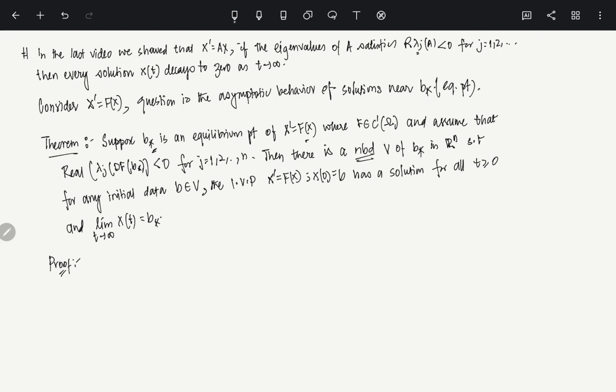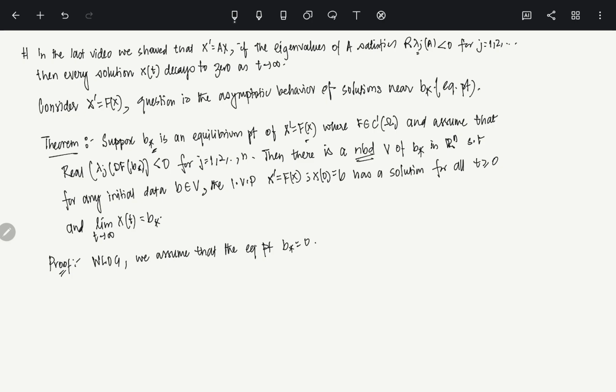Okay, so what we are going to do is start with a translation. Here I started with b star as the equilibrium point. You can also choose it to be 0. It's not a problem, right? So without loss of generality, we assume that the equilibrium point b star is 0. If it is not 0, you just translate everything in Rn. We can do that.